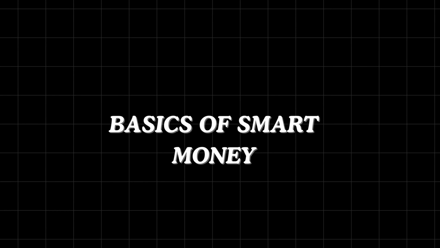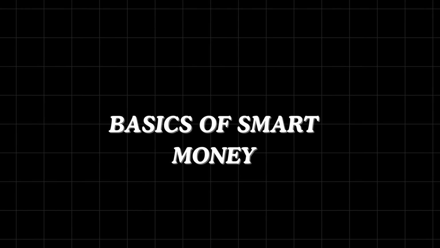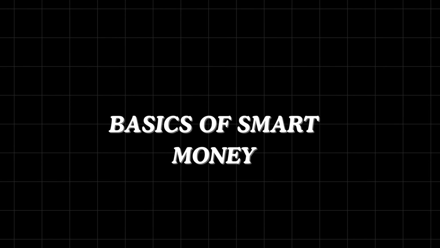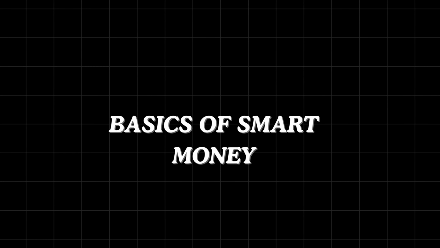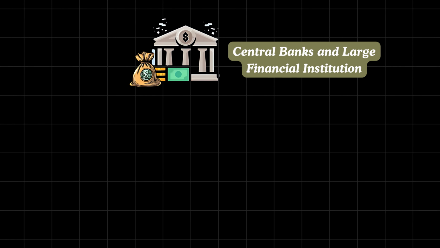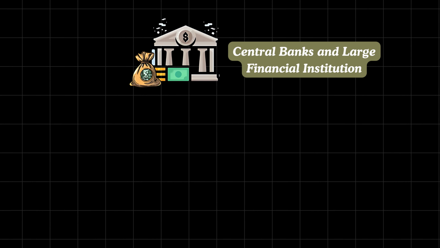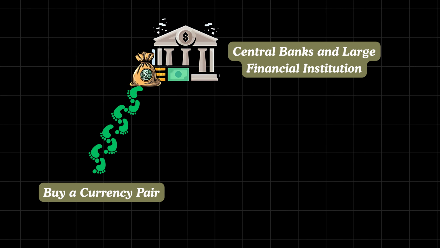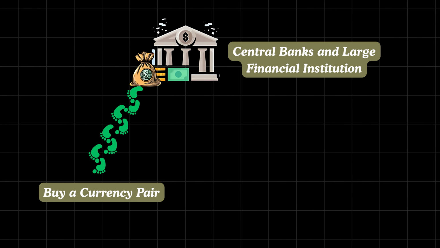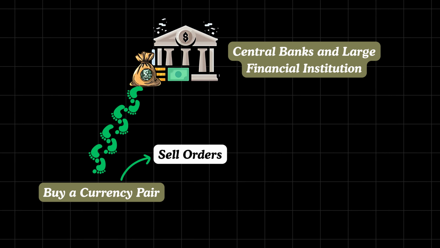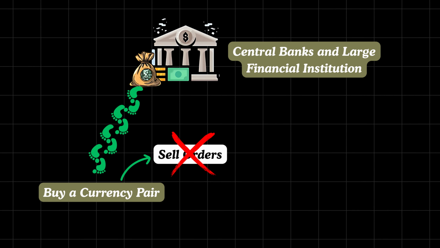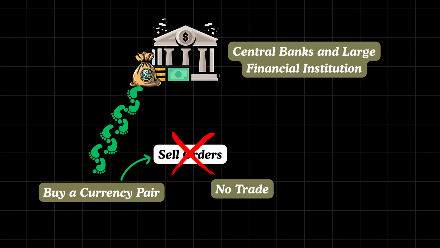Before moving on to the liquidity patterns and liquidity scenarios that often appear in the market, let's start with a basic introduction to smart money and liquidity, and clarify the exact definitions of these terms. Imagine that large financial institutions, commonly called smart money, want to buy a currency pair. To do this, they need a considerable number of sellers and corresponding sell orders in the market. This is necessary because without sellers present, no trades can take place.